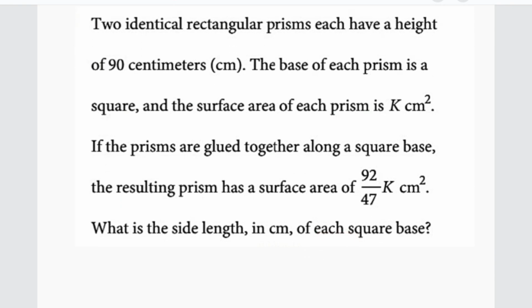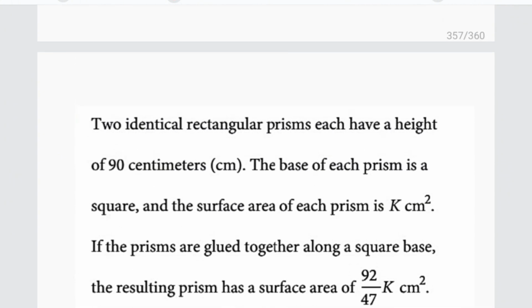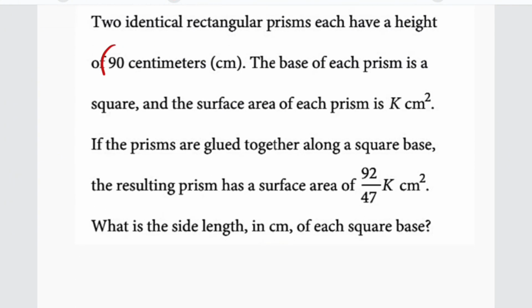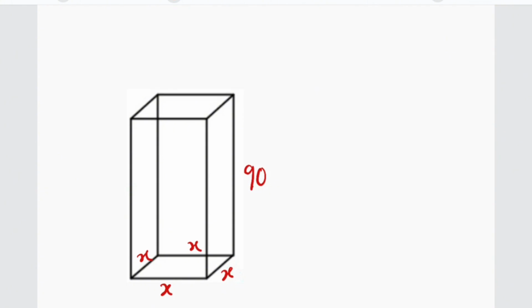Let's get started. Already I have my square base prism here. Since we are looking for the side length of this square base, and the sides are all identical, let us declare the side with x. If this is x, this side must be x, this one and this one, because the base is a square. So how can we find the total surface area? Remember, according to this question, the height is 90 centimeters. So this side is 90 centimeters.